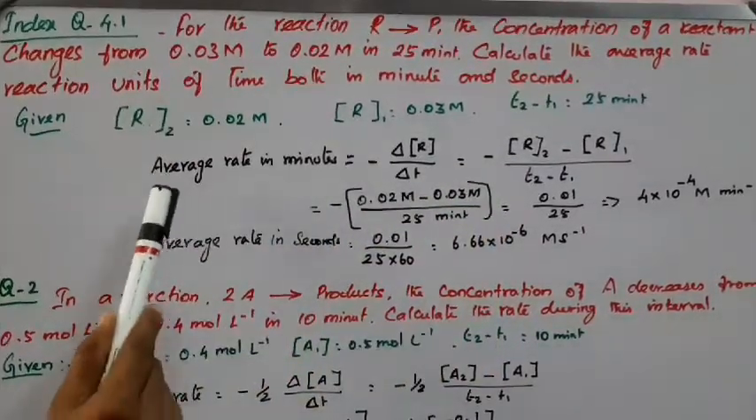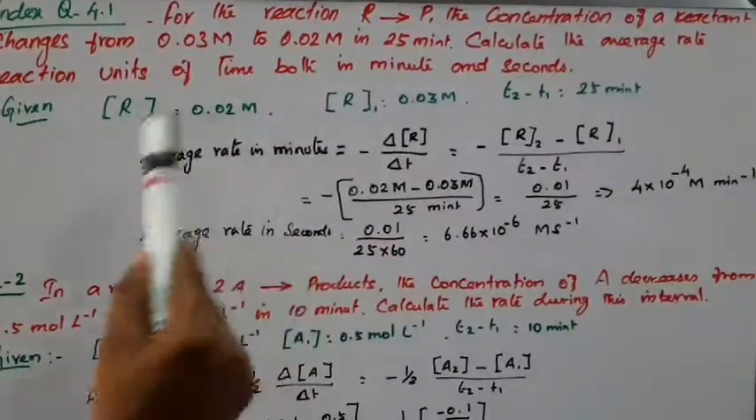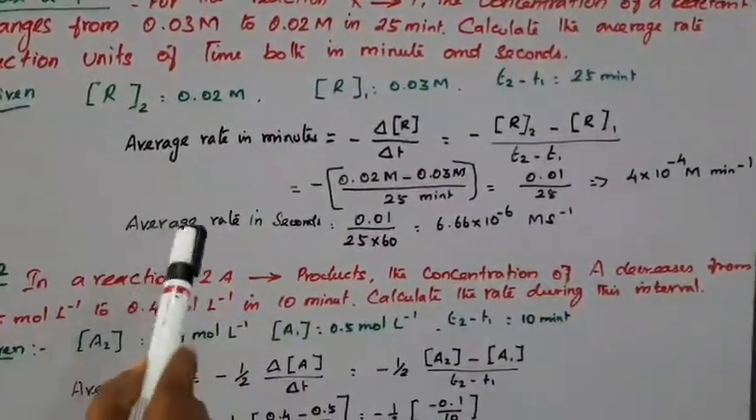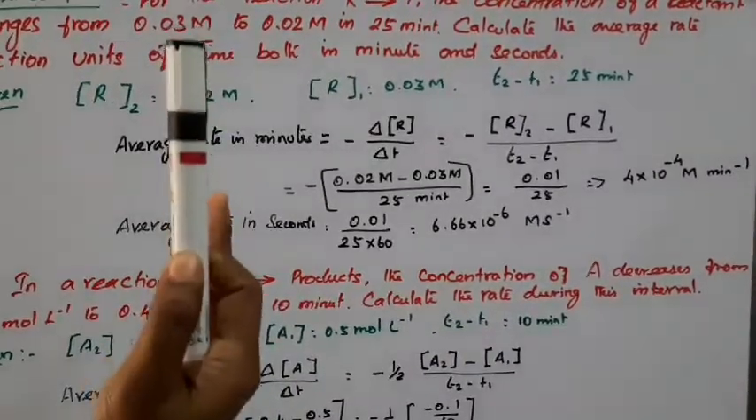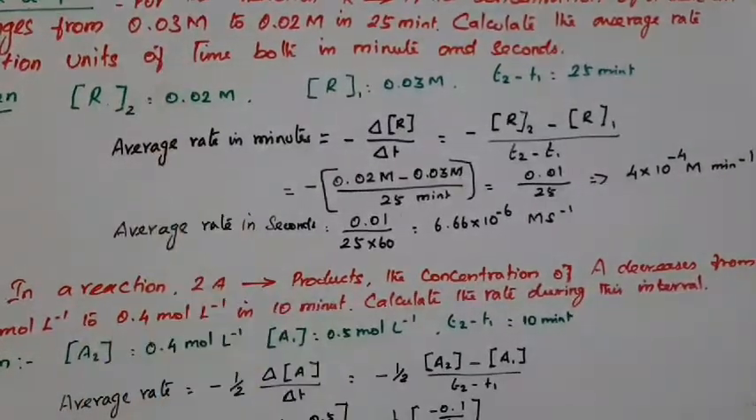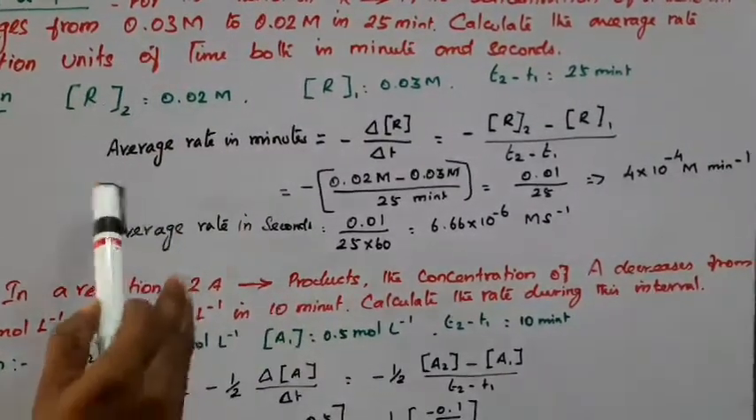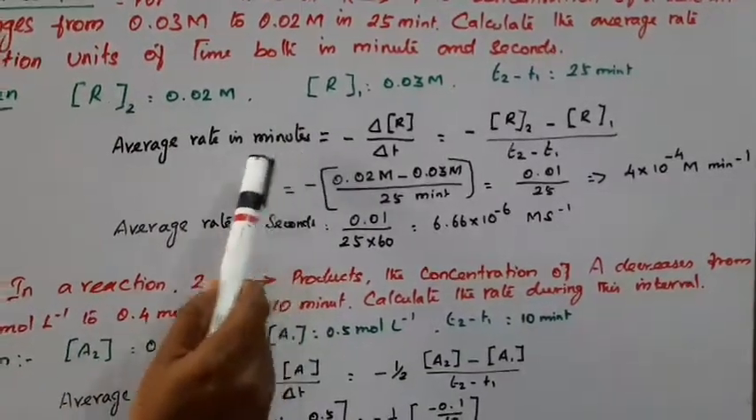Right. The formula for average rate in minutes. The average rate means the rate of reaction measured over a long time interval. Long time means initial to final. Initial and final, how much of the reactant has been consumed and how much product has formed, taking that is the average rate of reaction.